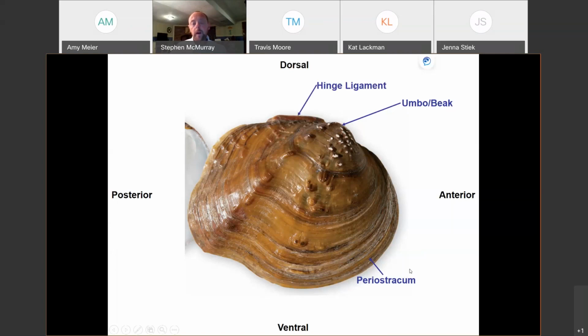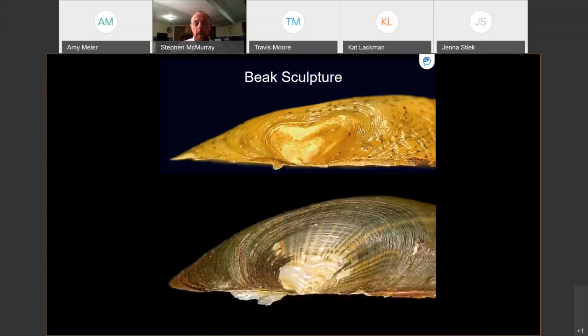Another feature that helps us out on the outside of the shell is the hinge ligament. That is a portion of the periostracum that grows over and onto the other valve, which would just be sitting right next to this one. They work together to act as a hinge so that the shell can open and close. Beak sculpturing: sometimes on the beak you can see really thick furrows, or fine lines that are pinched up in the middle. This is called a double loop, or a single loop would just be a round circle. So you can use beak sculpturing.